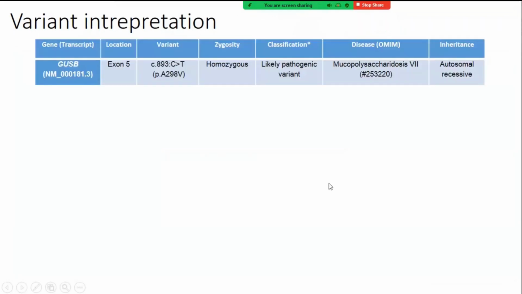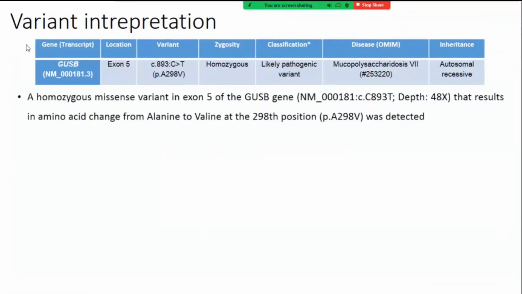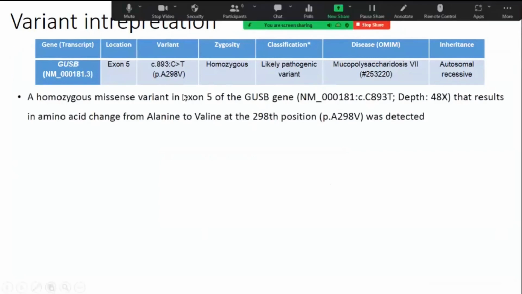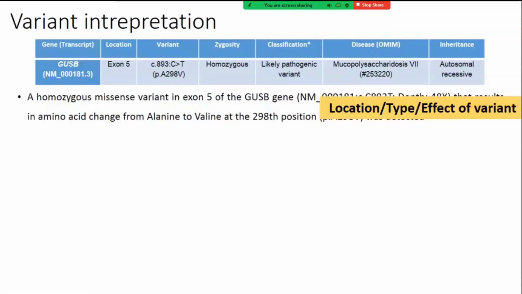Now let us see an example of the same thing. We have done exome and found a homozygous likely pathogenic variant in GUSB. What evidences have we used? This is how people will write it in the report, in more understandable terms: a homozygous missense variant in exon 5 of the GUSB gene that results in an amino acid change from alanine to valine at position 298 was detected. This is the location, type or effect based evidence.